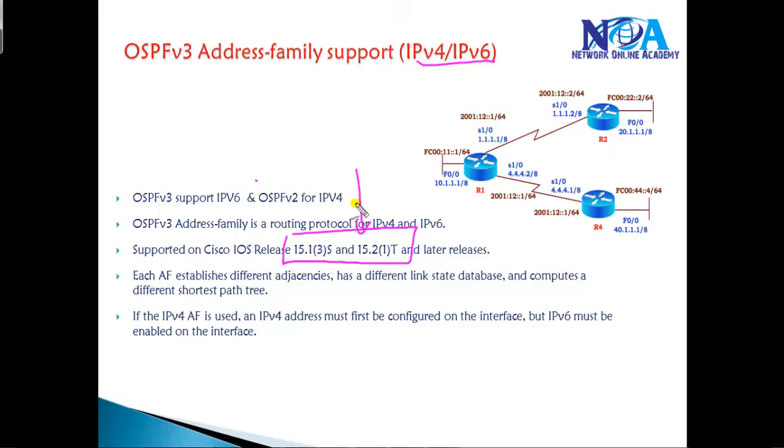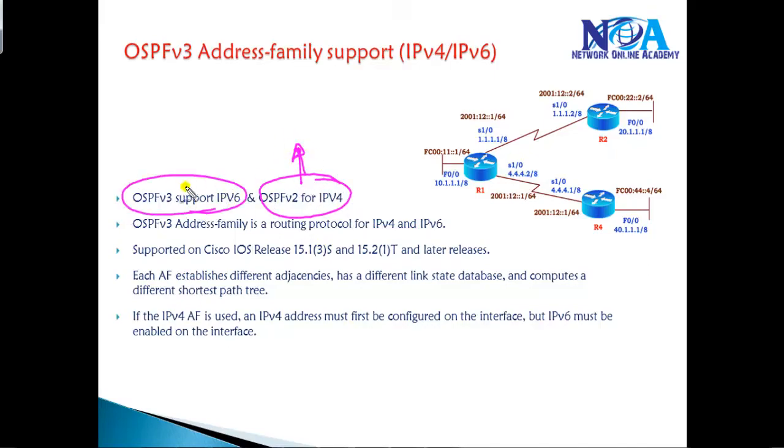So let's get into some of the basics before we get into the actual command line. Now OSPFv3, if you remember, we have OSPFv2 which is for IP version 4, and OSPFv3 which was introduced for IP version 6 related configurations. But now there is something called OSPFv3 address family support, where you can have both IPv4 and IPv6 configurations under the same process. Now we can configure only one process instead of doing a separate configuration.